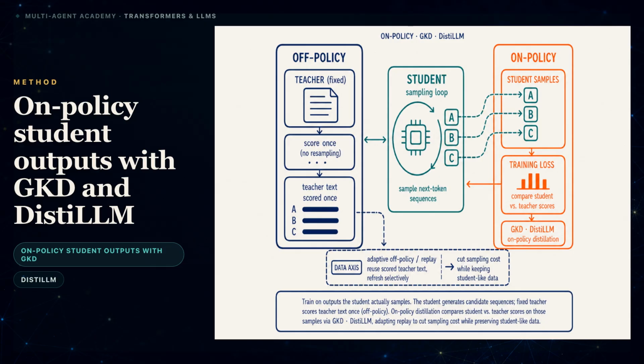Methods such as GKD and DistiLLM use this idea so training focuses on sequences the student is actually likely to produce. This can reduce the gap between training examples and served outputs. Generating new student responses and scoring them with the teacher is expensive, especially for large datasets. Practical recipes may mix fixed teacher examples with recent student samples or reuse earlier samples for several updates. The decision is not simply old method versus new method. Choose how much student-generated data you need to expose real student errors without making teacher inference and training costs too large.